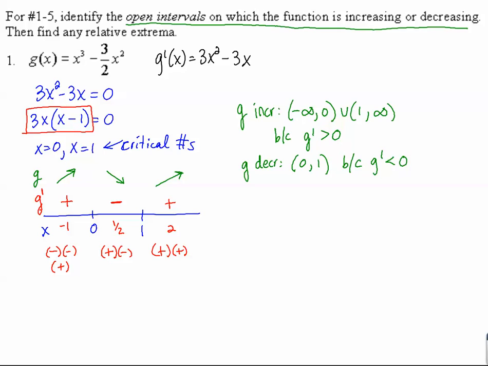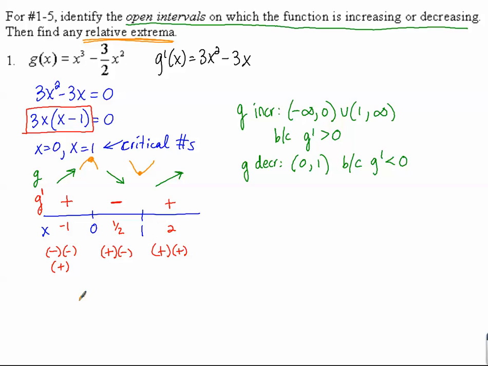Now I want to talk about the relative extrema. Well, if the function g is changing from increasing to decreasing, there has to be a relative max. If the function g is changing from decreasing to increasing, down then up, there has to be a relative min. Well, I know where they're located. They're located at 0 and 1, but what are they? That's the plugging in part.